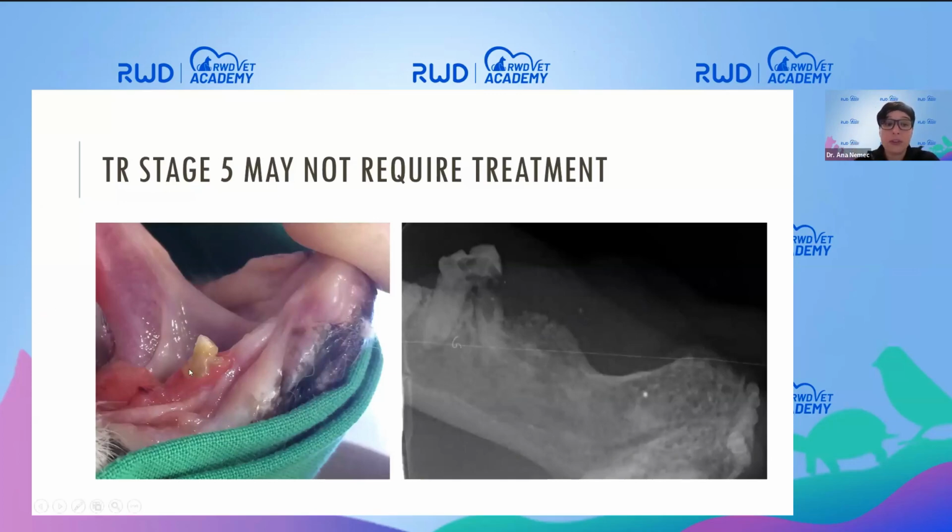On the other hand, obviously, if we have such severe inflammation, like in this case around the fourth premolar, with obvious resorption of the crown, taking radiographs, we can clearly see both roots. So it's type 1 tooth resorption. This has to be treated.